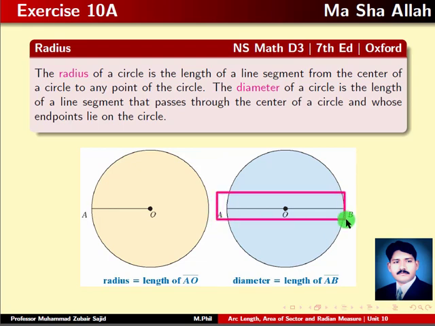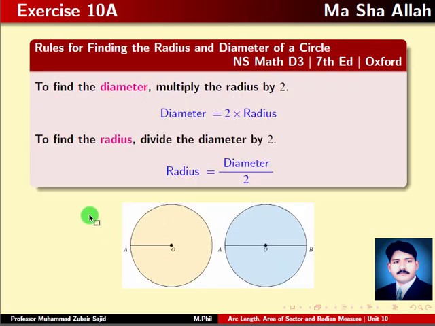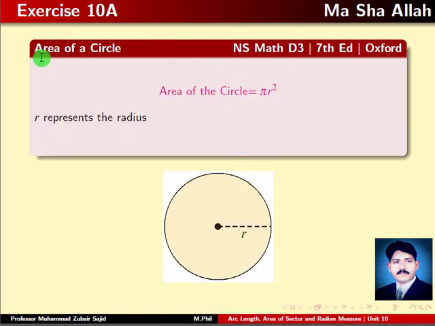Length of line segment that passes through the center of the circle and whose end points lie on the circle is called diameter. Here A is a point on the circle, also B is a point on the circle, and this AB line passes through the center of the circle O, hence the length AB is called the diameter of the circle. Here diameter is equal to length of AB and radius is equal to length of AO. Relationship between diameter and radius: diameter is equal to 2 times the radius, while radius is half of the diameter. Area of a circle.